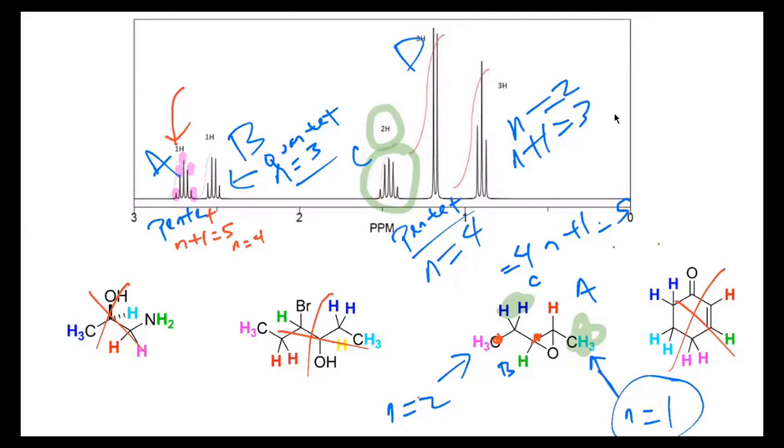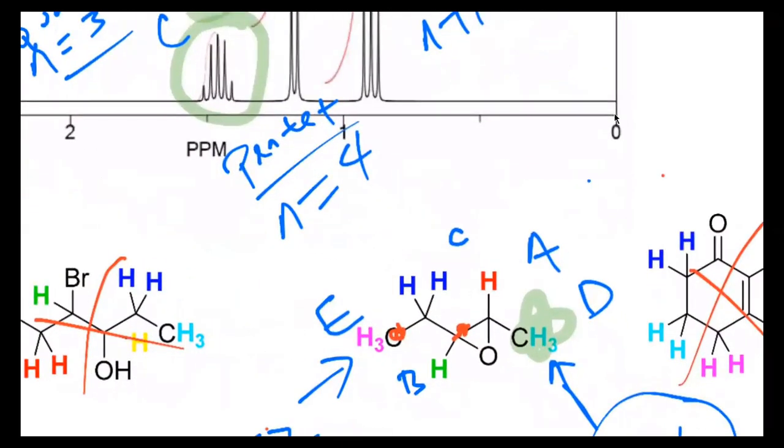And then if we look at the next one, this has to be E. Is that right? So this will be D, and then this one will be E. It should be a triplet because it has 2 neighbors. Is that right? Yes. All right. So we solved that spectrum.